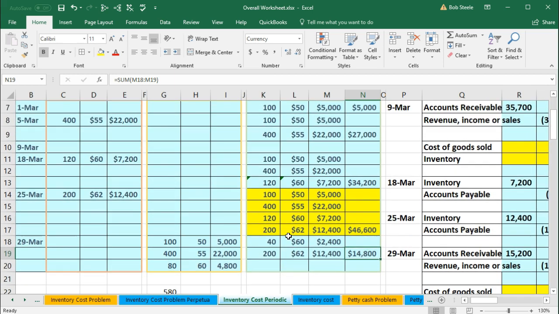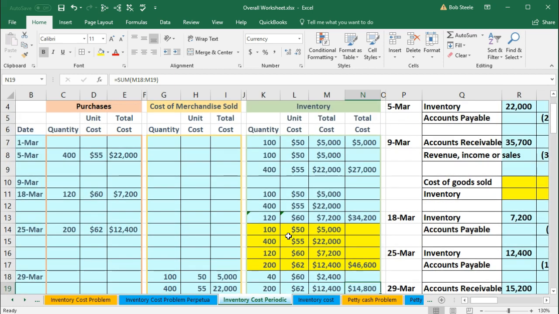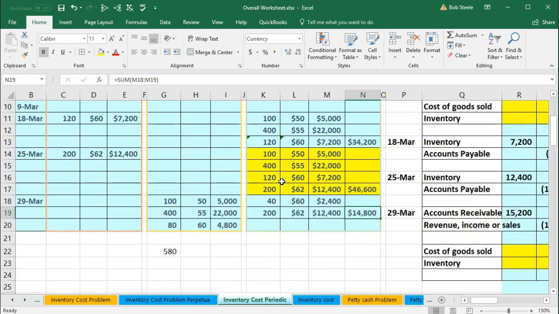You can also note that the periodic system and perpetual system can end up with different numbers at the end, even at the end of the month. So at the end of the month, it could be different just because of where the layers were at when we made the sales. So it's not always different, but it could be different.